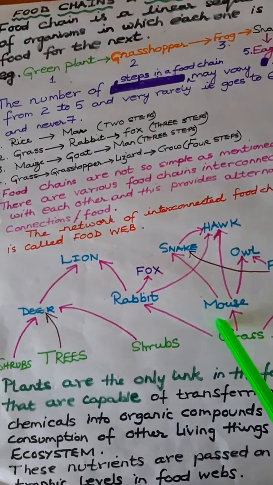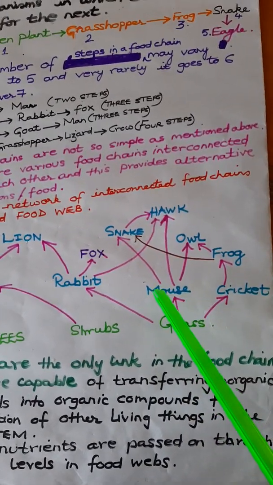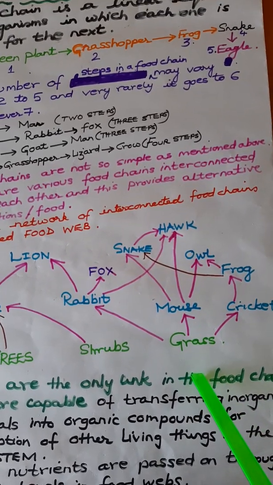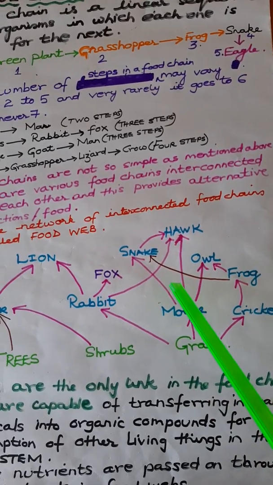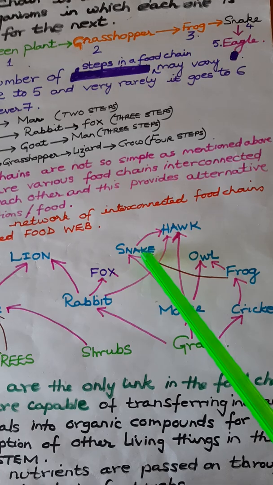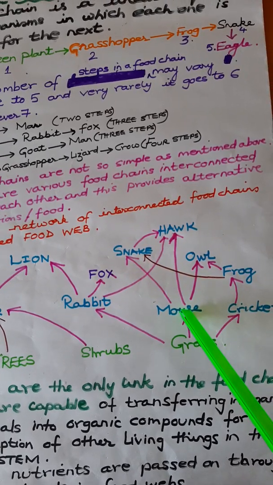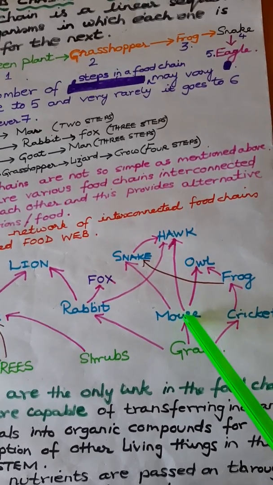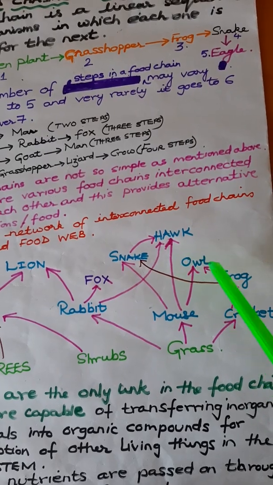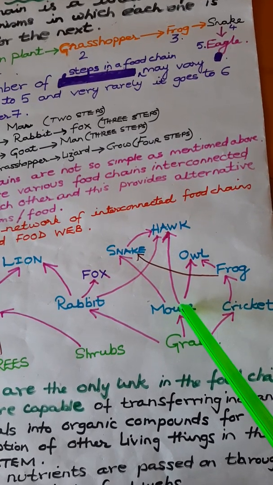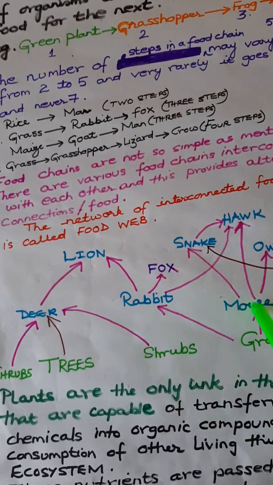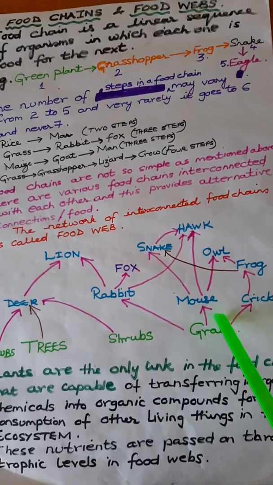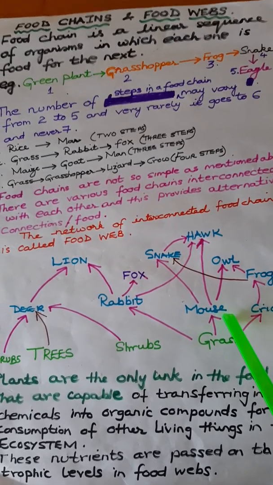So over here what you can see is that an organism doesn't have to depend on only one organism for its food. If the snake doesn't get the mouse, it can even eat the rabbit. So there are alternative pathways. Now the owl, if it doesn't get the frog, it will go and eat the mouse. So this way, in a food web, the organism gets an alternative pathway for its food.